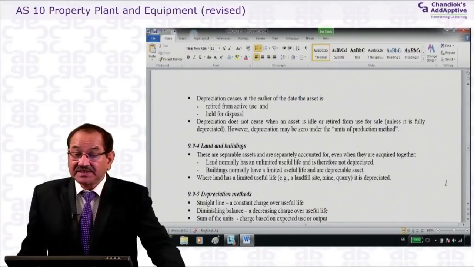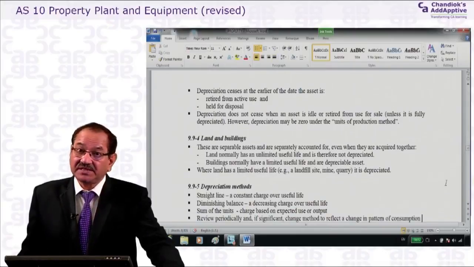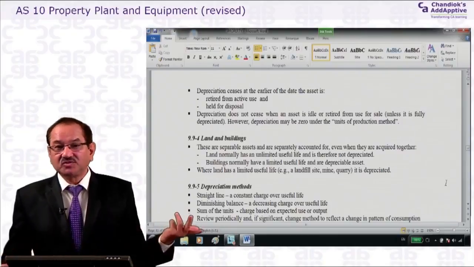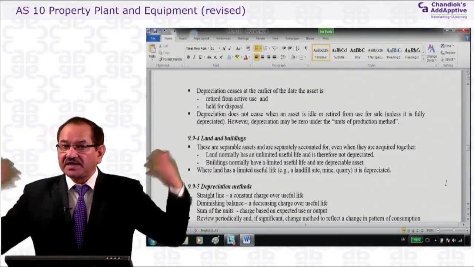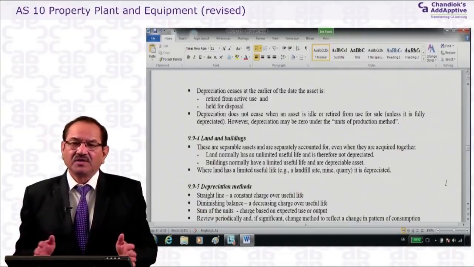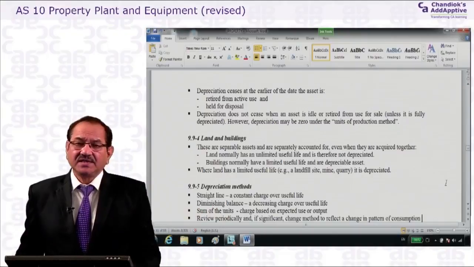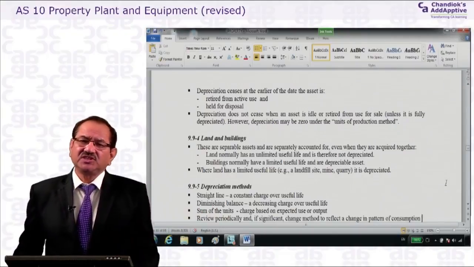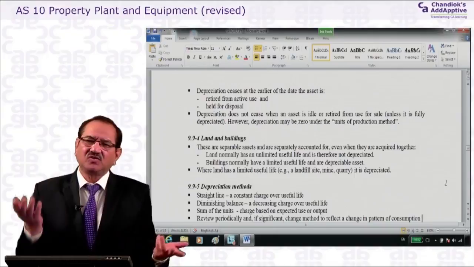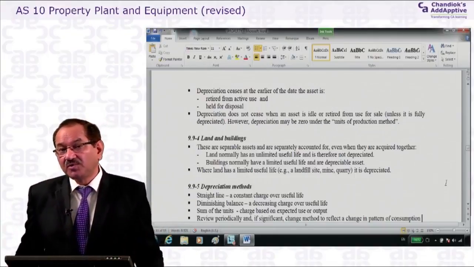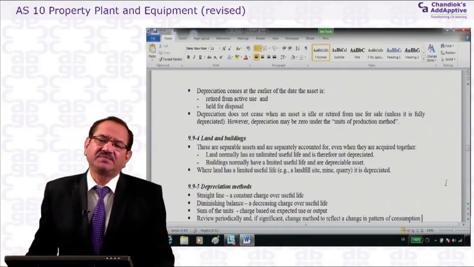It says that if there is land and building, land has to be separated, because if it is freehold land, there is no depreciation because it has no useful life. For providing depreciation, we must have a useful life of the asset. Land has unlimited useful life, and therefore the question arises, by what number should we divide? If land has a cost of 5 crores, how many years is the useful life? Sir, I don't know. How do we divide then? By what amount? Because of this limitation, we don't provide depreciation on land.